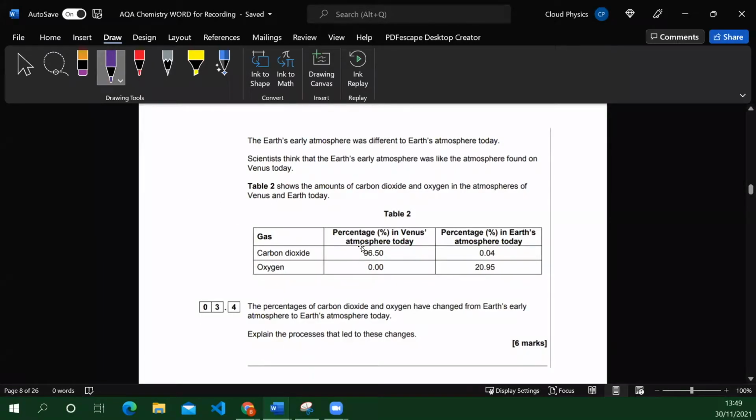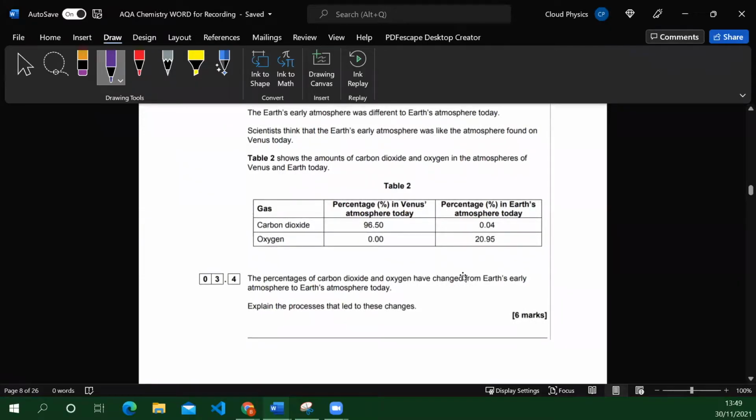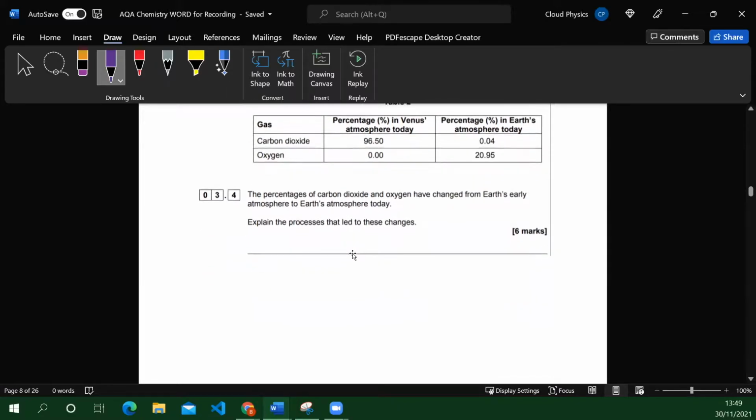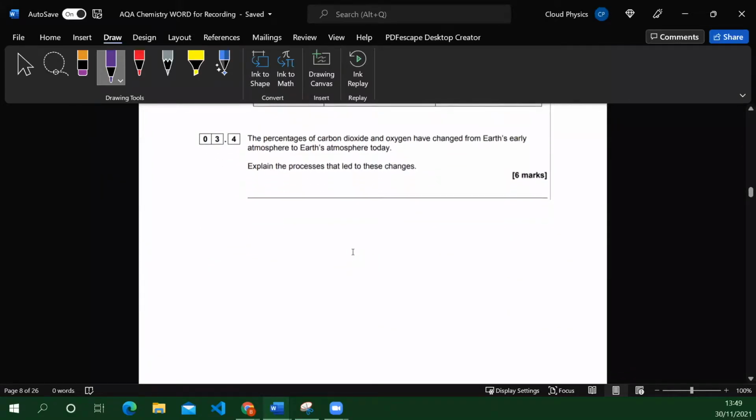Okay, carbon dioxide in Venus's atmosphere, 96.5. Okay, 0 oxygen, this is Venus's atmosphere. In Earth's atmosphere, carbon dioxide 0.04, oxygen 20.95, often around 21, and you'll see that. The percentages of carbon dioxide and oxygen have changed from Earth's early atmosphere to Earth's atmosphere today. Explain the processes, so more than one, that led to these changes.